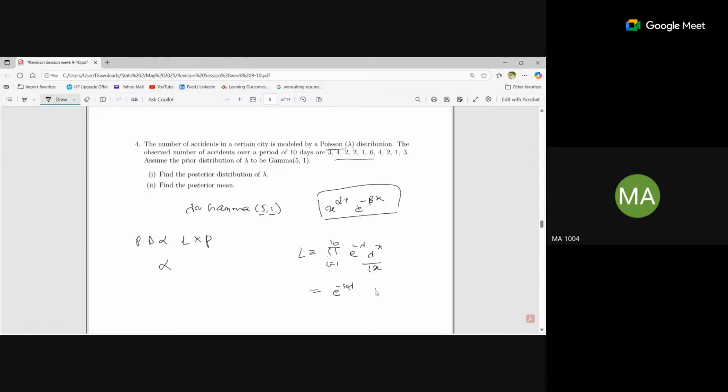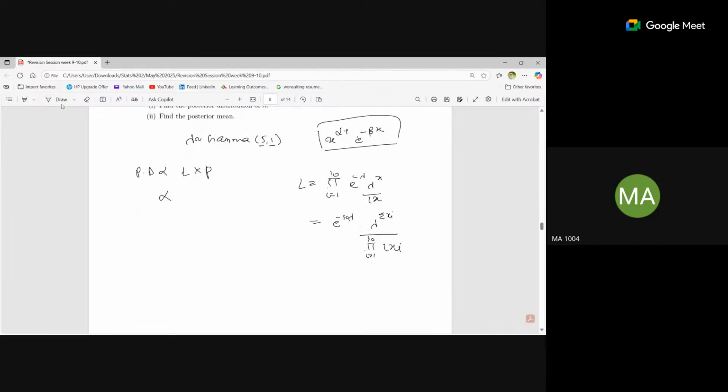Now, this will be lambda raised to the power summation of xi, where i is going from 1 to 10, divided by the product of factorial xi, correct? Is the likelihood thing clear to everyone? Yes, ma'am. Okay, fine. Now, this is my likelihood. Please, ma'am, explain the likelihood again.